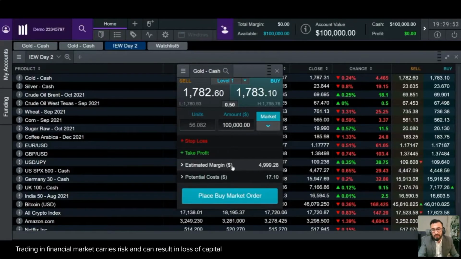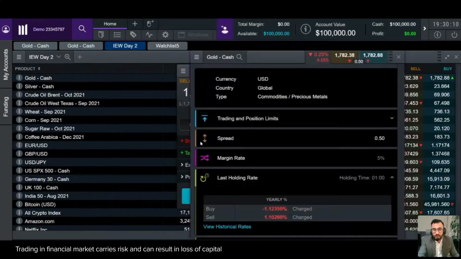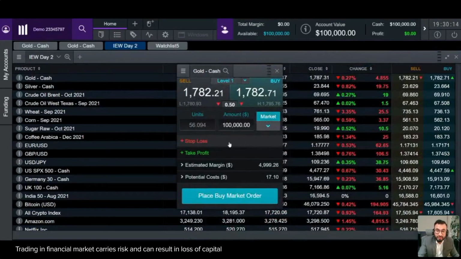Estimated margin for $100,000 shows 5,000. If you're buying $10,000 worth, it will show you 500. If you're buying $120,000 worth, it will show you somewhere around 6,000. Basically, gold has something called a margin rate of 5%. What do I mean when I say 5%?